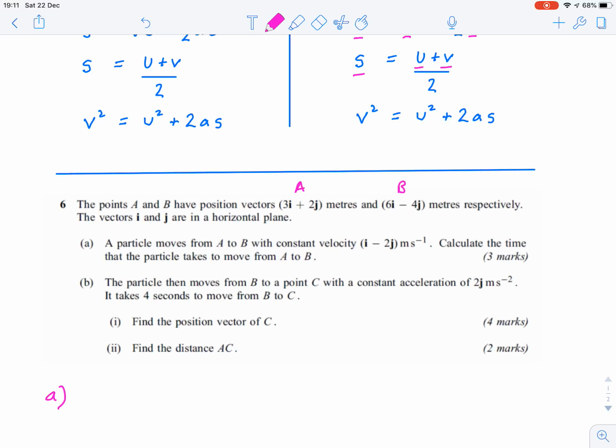Well, we can't use vectors for this part of the question. We're looking at constant velocity and therefore constant speed. We've got 2 displacement positions, so we can find the distance between them. So what we'll be doing to calculate the time is saying that the time is the distance divided by the constant speed. So let's first find the distance.